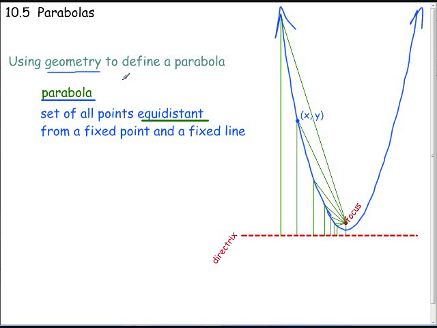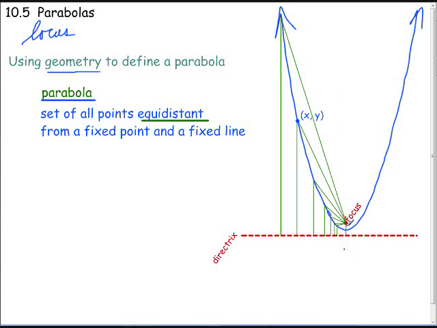Using geometry to define a parabola. Remember, when we use geometry, we talk about locus, a set of points. For a parabola, it's the set of points equidistant from a fixed point. We know what to call that, right? Focus. And a fixed line. Now the fixed line is called the directrix, and it is always perpendicular to the line of symmetry, the axis of symmetry.